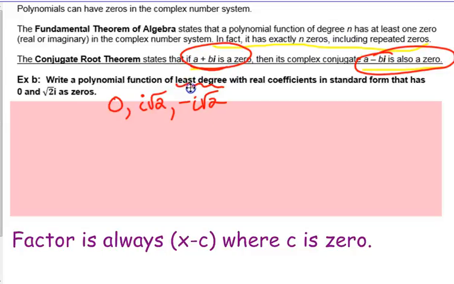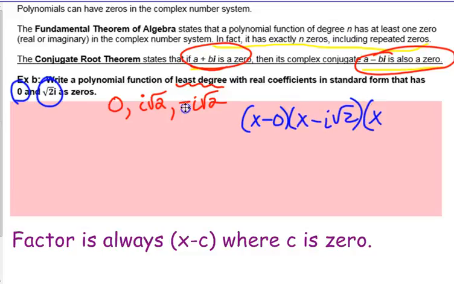When it says least degree, we could make it have some more zeros because it says we know at least there's one at 0 and one at square root of 2. We could make one at 5, one at 7, one at negative 8. But do we really want to FOIL that bad boy out at the end of this problem? So we're going to go with least degree as these 3. Okay, how do I write those as factors? X minus 0, which we usually just write as x, yes. X minus i square roots of 2, and x minus negative i square roots of 2, which would be plus.